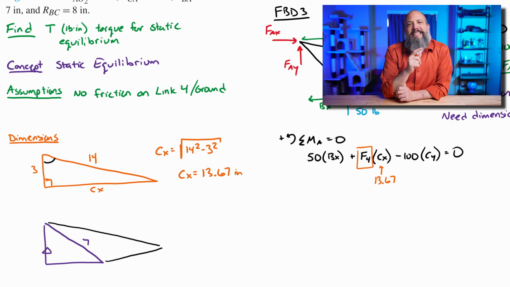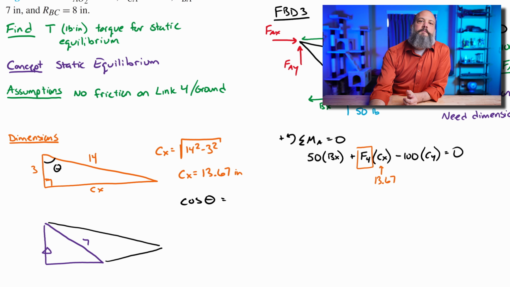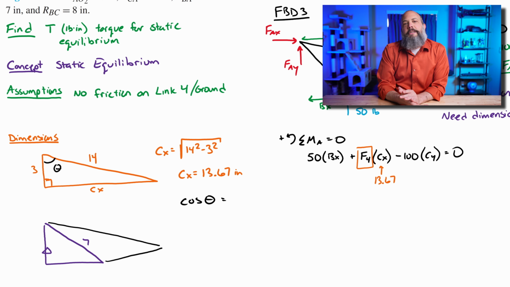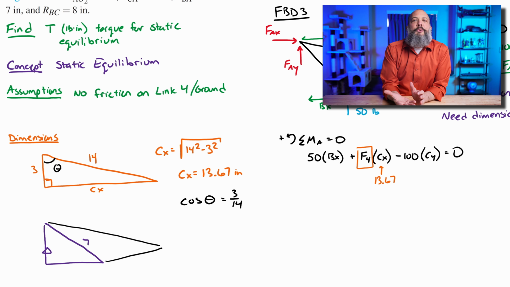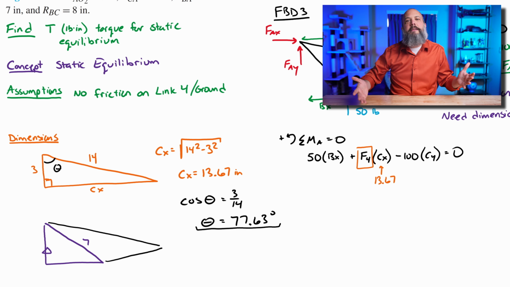So if I don't know the distances, horizontal or vertical, and I want to use this triangle, this means I'm going to have to solve for angles instead. So I'll start off with my orange triangle, this angle theta, which is in between the 3 and the 14. So cosine theta is 3 divided by 14. This gives me 77.63 degrees for theta.